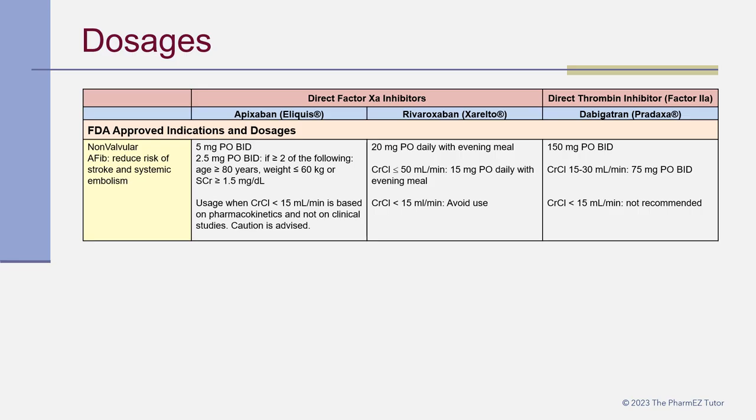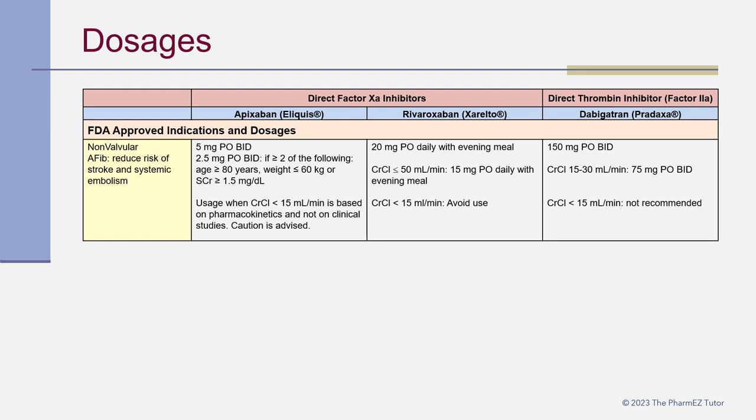Let's compare and contrast the various dosages of the DOACs used for each specific indication. For non-valvular atrial fibrillation, to reduce the risk of stroke and systemic embolism, the dose for apixaban is 5 mg BID. The dose should be reduced to 2.5 mg BID if two or more of the following apply to the patient: age greater than or equal to 80 years, weight less than or equal to 60 kg, or the serum creatinine is greater than or equal to 1.5.